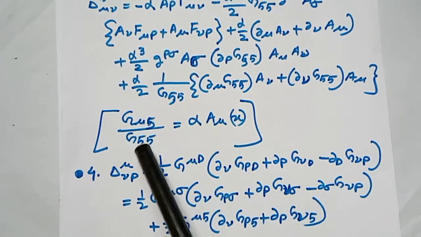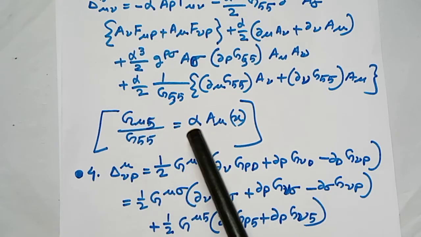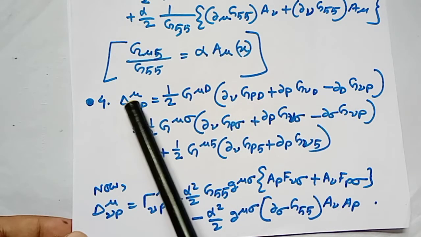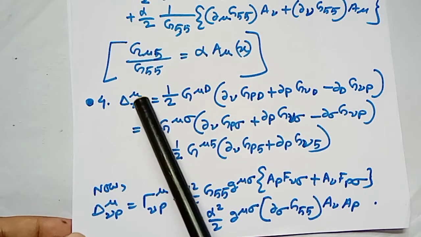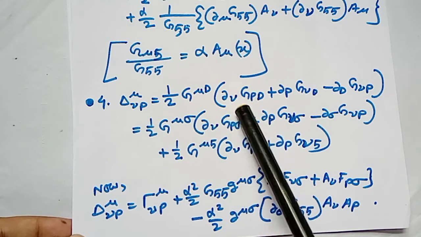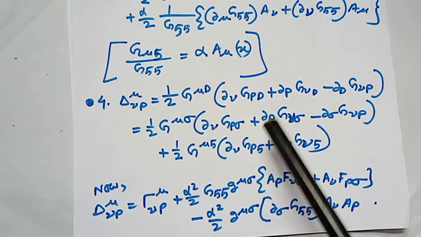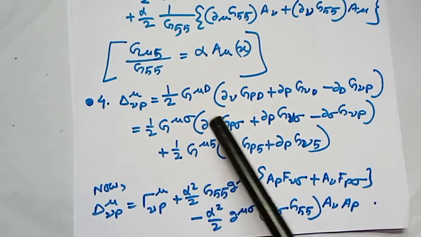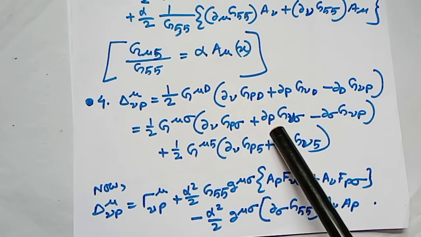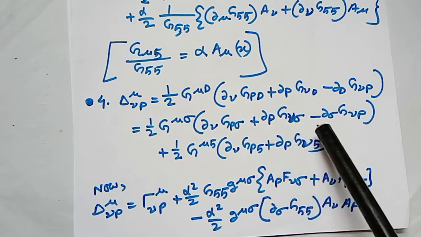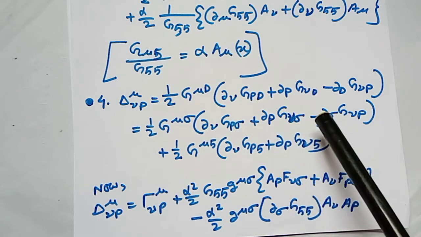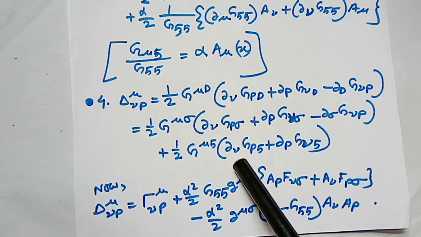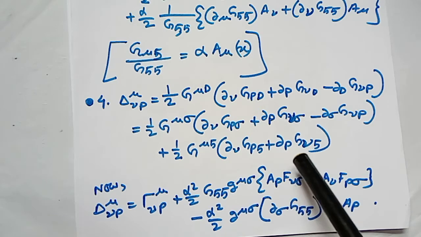Now G_5 mu 5 G divided G_5 alpha A_mu of x. Now the fourth condition, the fourth term, is A_mu nu rho half G_mu D del_nu G_rho D del_rho G_nu D del_D G_nu 5 half G_mu sigma del_nu G_rho sigma del_rho G_nu del_D nu sigma and D del_sigma del_nu rho plus half G_mu 5 del_nu D_rho 5 del_rho del_nu 5.